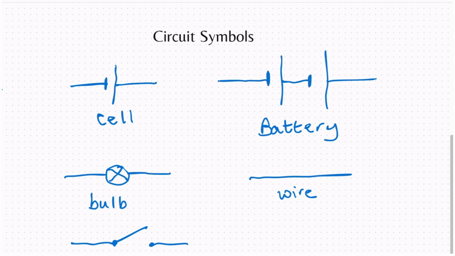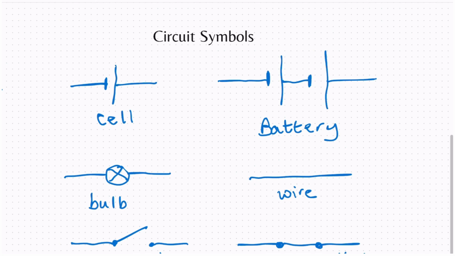Okay, so that's an open switch. And then we can also do a closed switch. Make sure it looks different to the wire. Okay, so you can see how I've done that, by adding these bits here. That makes sure you know that it's a closed switch, so that it is easy enough for you to differentiate between a closed switch and a wire.